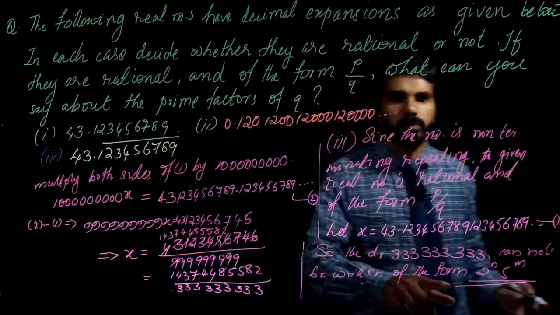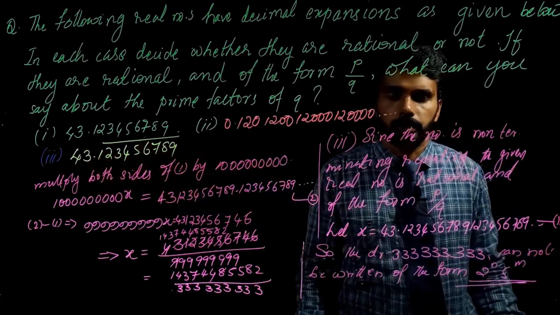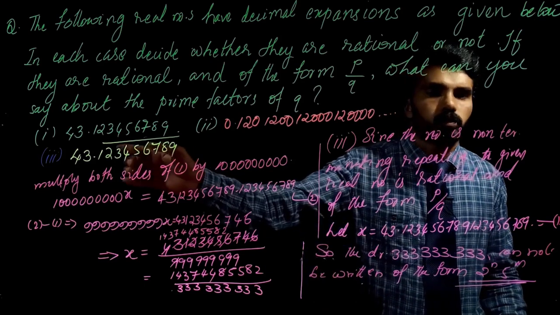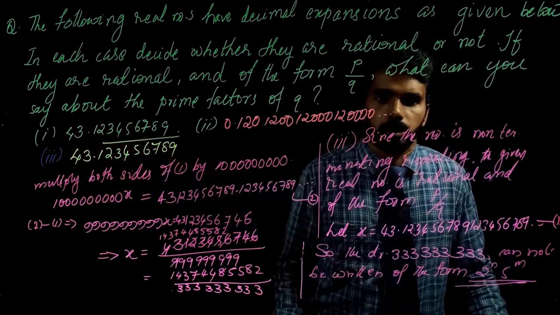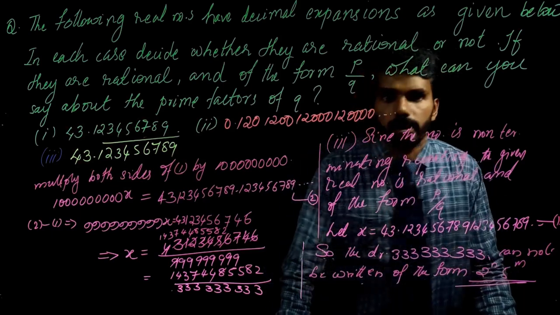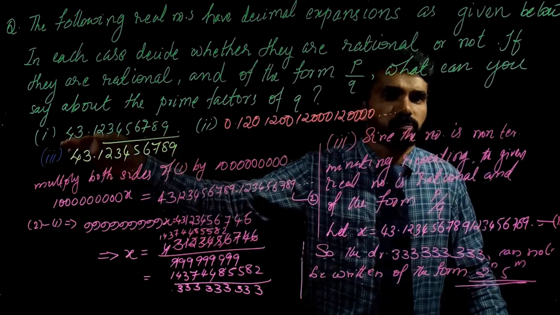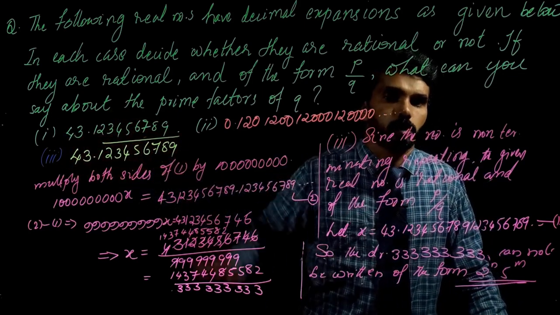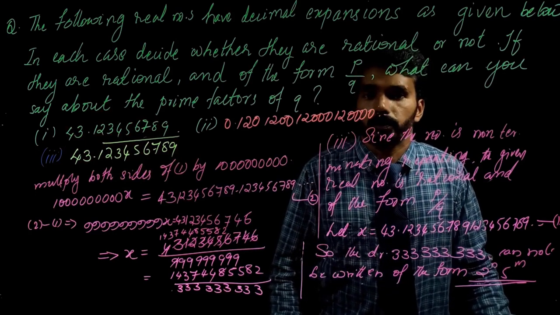This is the prime factorization of the denominator of this rational number. We know that when the rational number is non-terminating and repeating, then the prime factorization of the denominator will not be of the form 2 raised to n into 5 raised to n.